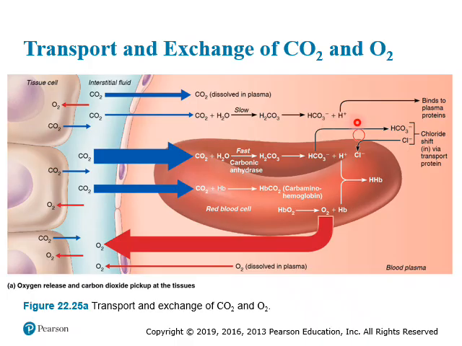This occurs primarily in the red blood cell, where the enzyme carbonic anhydrase reversibly and rapidly catalyzes this reaction. The reaction is right here also. This is the carbonic anhydrase. And that's the reason why this is a very fast, very quick reaction, because it has an enzyme that catalyzes it.